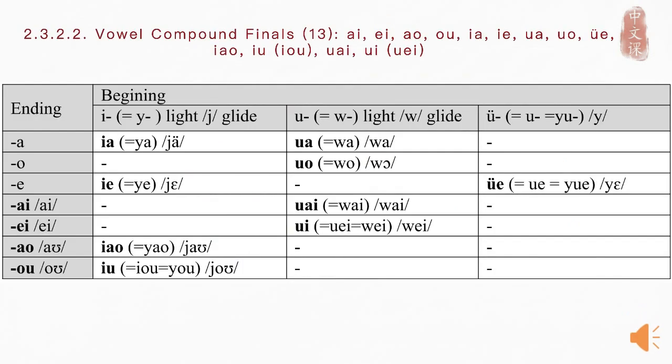There are 6 simple finals: a, o, e, i, u, ü, and their combination of 2 or 3 letters make compound finals. And there are 13 compound finals in standard Mandarin Chinese: ai, ei, ao, ou, ya, ye, yao, you, wa, wo, wai, wei, yue.